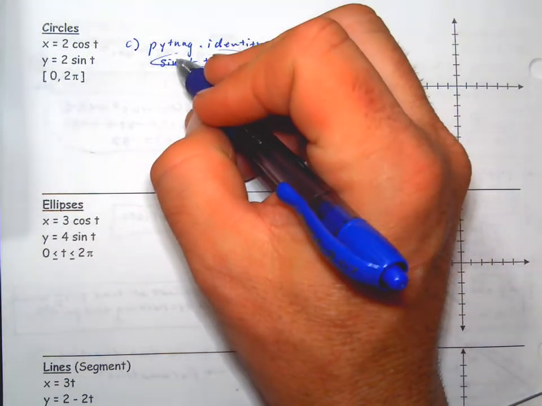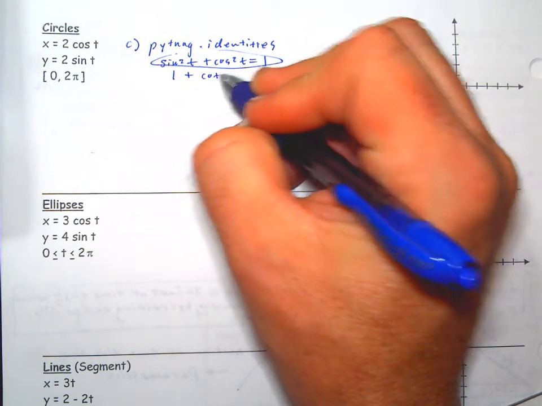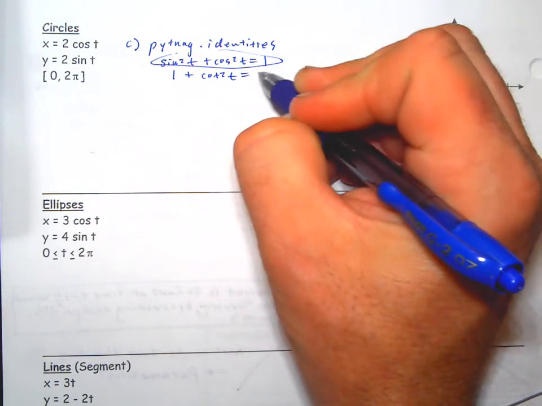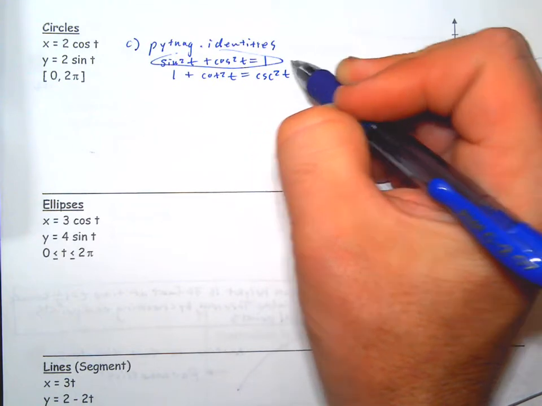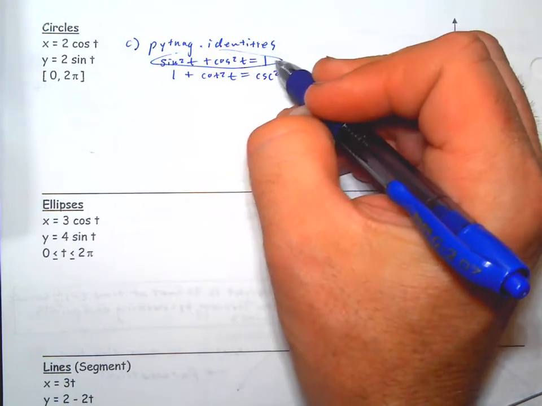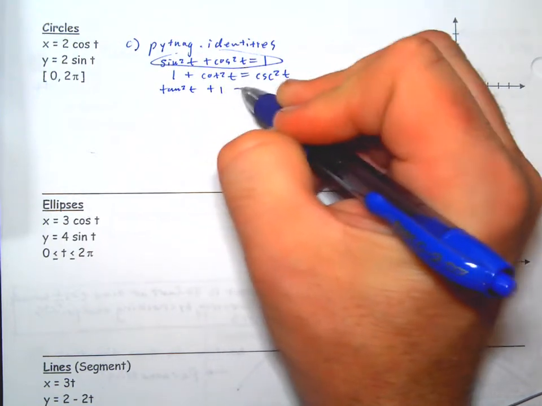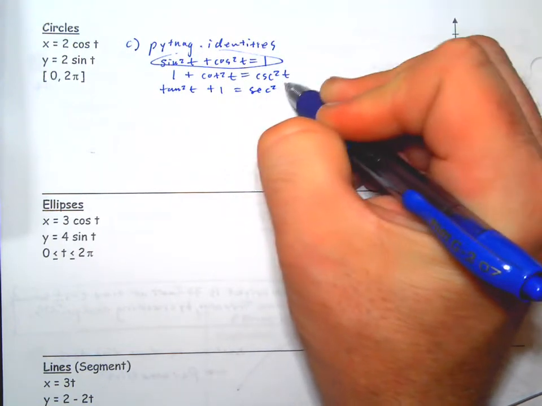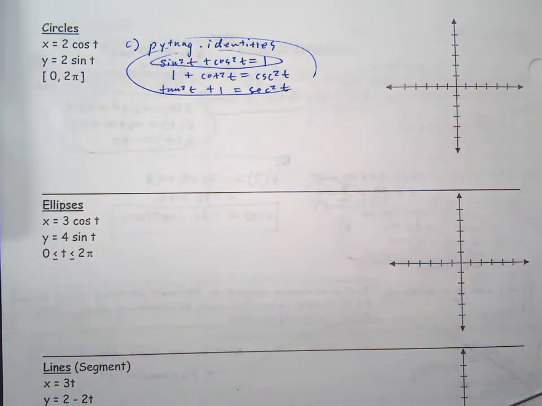But now if you divide everything by sine squared, you get 1 plus cotangent squared equals cosecant squared, since 1 over sine squared is cosecant squared. So this is another version of the same thing. Or if you divide the original equation by cosine squared, you get tangent squared plus 1 equals secant squared. So these are the Pythagorean identities, and you should be able to write them from memory. I wouldn't memorize them all. I would just remember the first one.